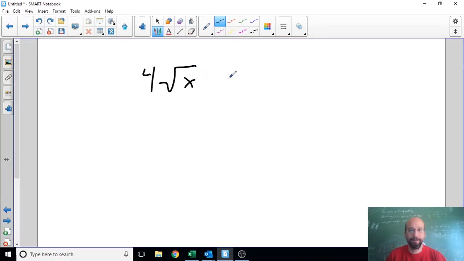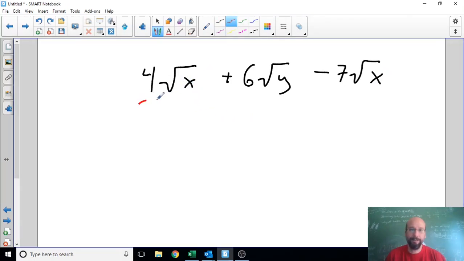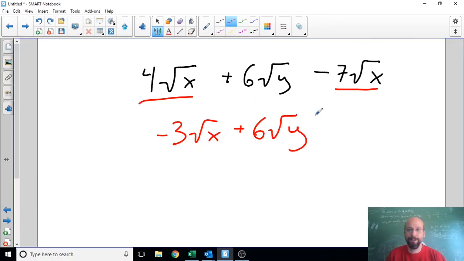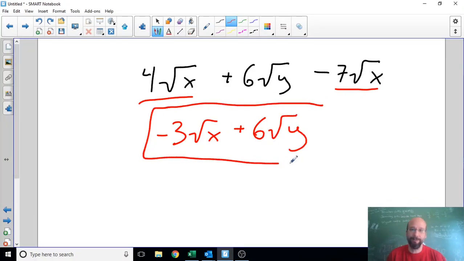4 root x plus 6 root y minus 7 root x. Right? My like terms are these because they have the same variable. They're both the square root of x. So I can combine 4 minus 7 and get minus 3 root x. And then there's nothing to combine with this root y, so it just comes down to 6 root y. And this would be my final answer.